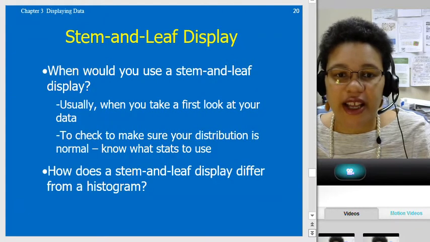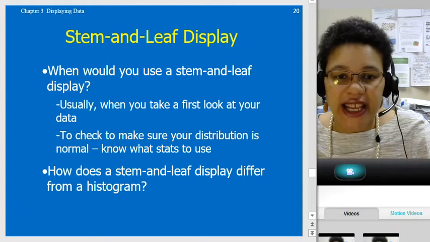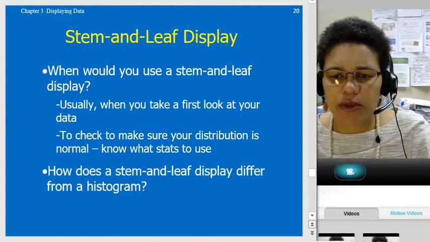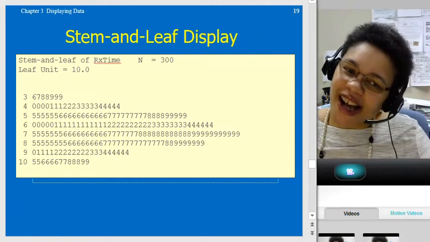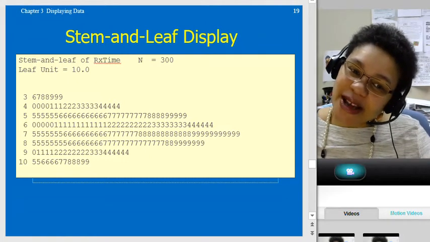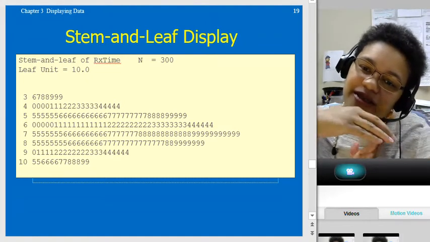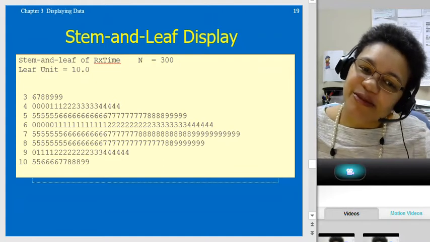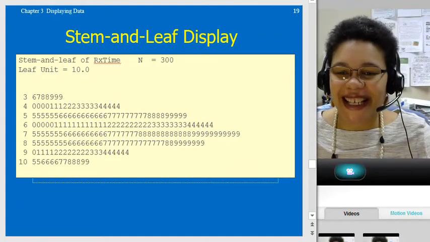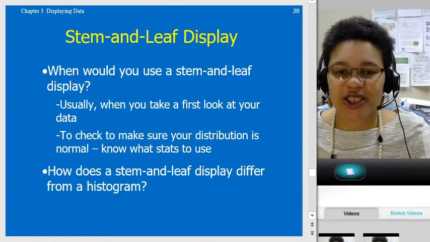You'd use a stem and leaf display when you take a first look at your data and to make sure that your distribution is normal. So if we look at this and it's sideways, right? It is symmetrical, and it's basically mound shaped. So we've got a normal distribution there. And that way you know what statistics to use.